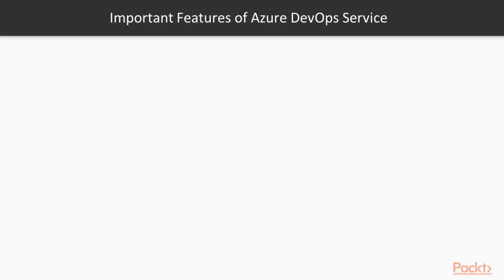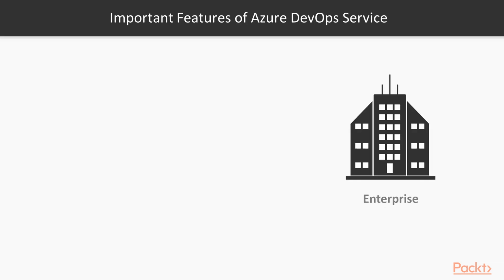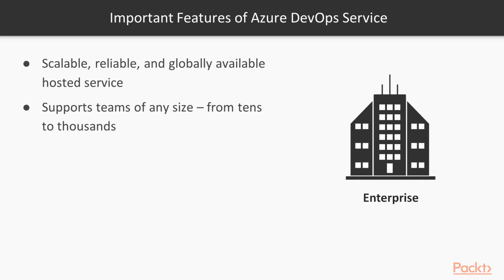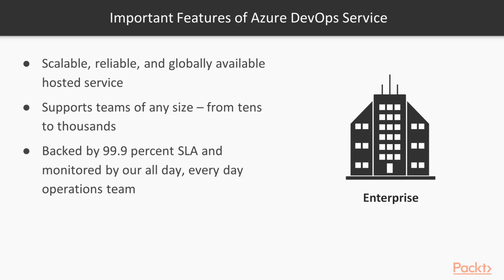The features that make Azure DevOps stand out from others are really as follows. First of all, it's enterprise ready. The features that you want delivered in a scalable, reliable, globally available hosted manner. That's really important. It supports teams of any size from tens to tens of thousands. And it's backed by a 99.9% SLA and fully monitored by Microsoft all day. So every day, operations are fully covered, and it's available in local data centers around the world.